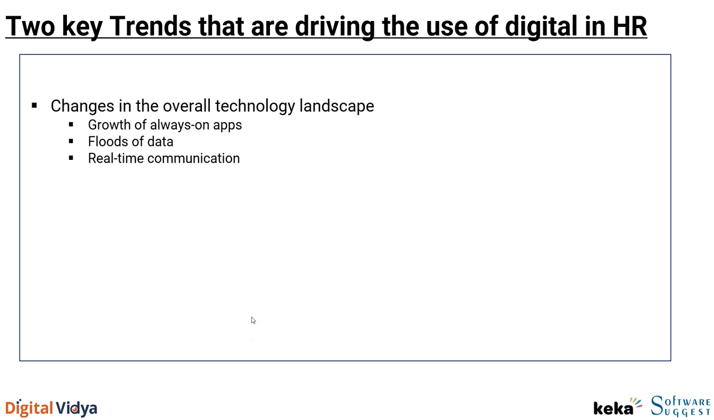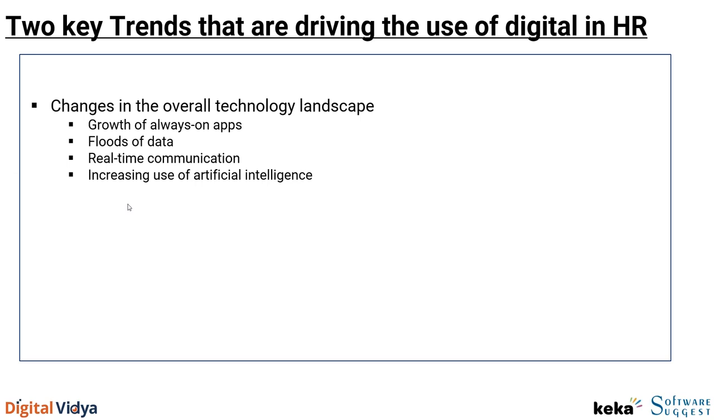We also see a lot of real-time communication. This is something that a lot of employees and people in organizations expect today. So they want communication to be real-time. We've also been seeing the increasing use of artificial intelligence. This is a key trend in the digital space, something that we'll talk about in a fair bit of detail towards the end of this webinar. So the last section is on how artificial intelligence is actually transforming the HR industry.